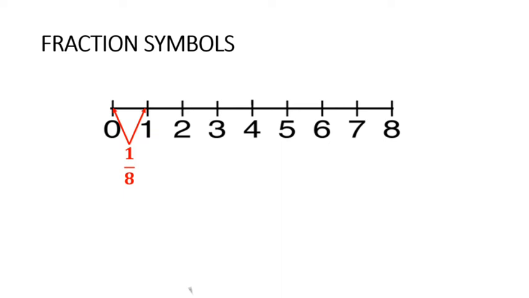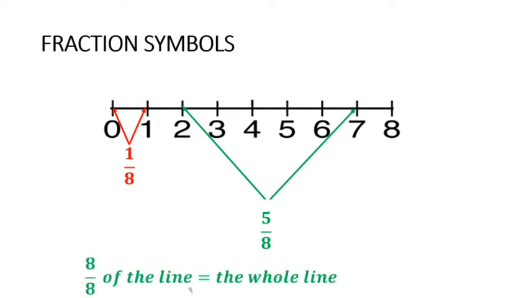But if I were to measure the distance between 2 and 7, let us count how many places we move. From 2 to 3, that's one place. 3 to 4, that's another place. 4 to 5, another. 5 to 6, another. And 6 to 7, another. So we would have moved 5/8 of the entire distance. 8/8 of the line is the whole line.